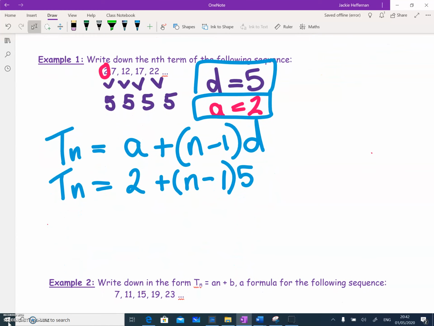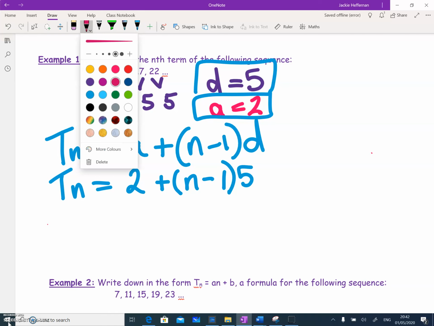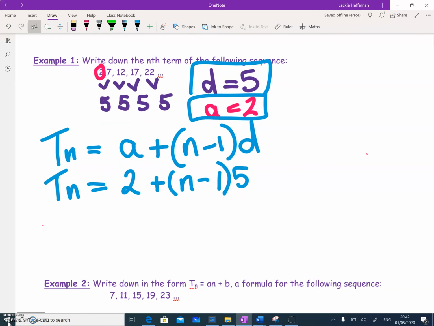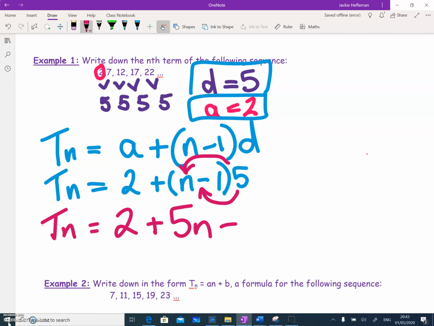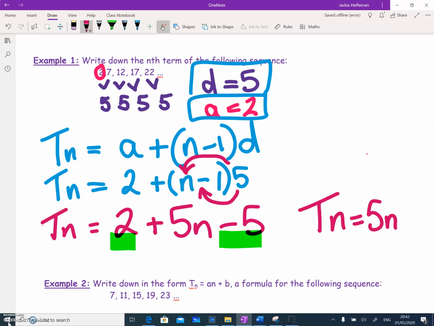So all we need to do now is just tidy this up. So we're going to multiply out the bracket. So we need to multiply 5 by n and 5 by minus 1. So T of n is equal to 2 plus 5 times n is 5n, and 5 times minus 1 is minus 5. 2 take away 5 is minus 3. So our final answer is T of n is equal to 5n minus 3. As I said, 2 minus 5 is minus 3, and that's the final answer.